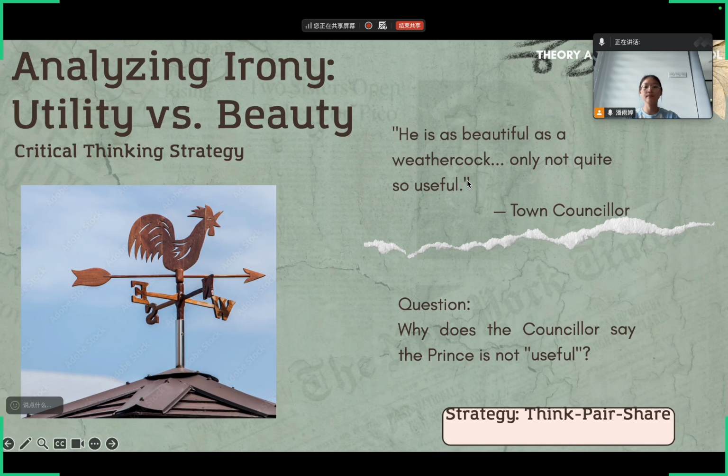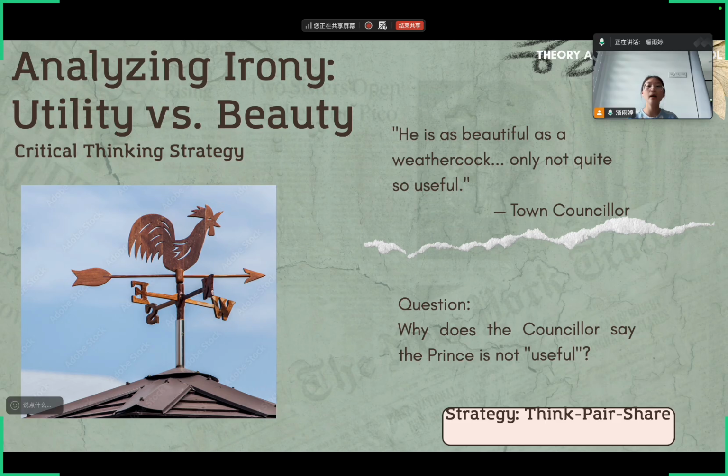In the next phase of the lesson, I shifted the pedagogical approach from teacher-centered to student-centered. This aligns with Hilary's interaction dimension, where learning occurs through the social context. I would direct the students' attention to the line where the town councillor says, "He is as beautiful as a weathercock, only not quite so useful."